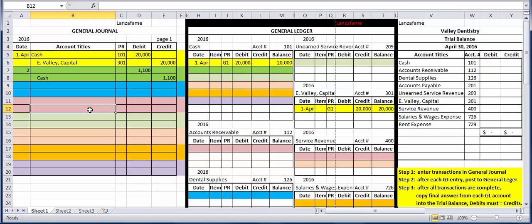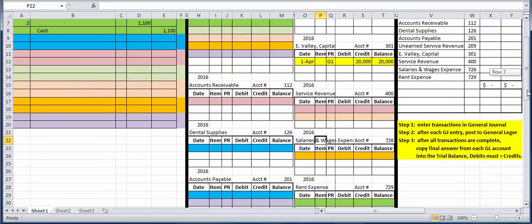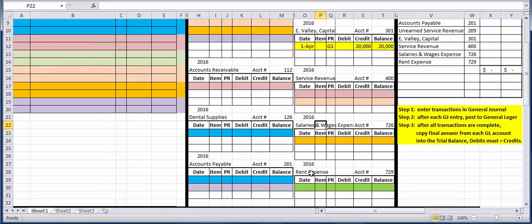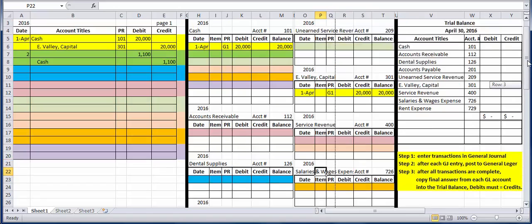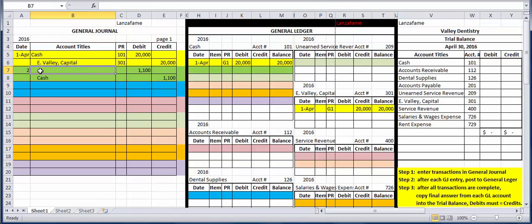So what do I debit? Well, what did they ask us to pay? Again, it said paid office rent. Well, if you're not sure, look at your ledger titles. Cash, unearned revenue, capital, revenue, accounts receivable, dental supplies, salaries and wages expense. Scroll down, accounts payable, rent expense. So let me read the question again. Paid the office rent. The only account that had the name rent in it was rent expense. So that's our answer. We're going to be debiting rent expense.